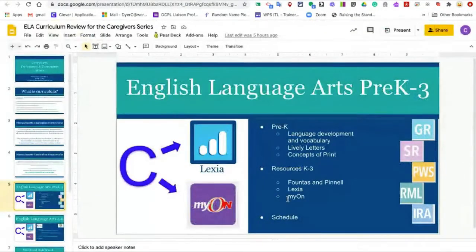For resources for K to 3, we're using Fountas and Pinnell. Fountas and Pinnell has many different aspects or components in the program. The goal is to create a rich experience filled with authentic opportunities to really enjoy books.